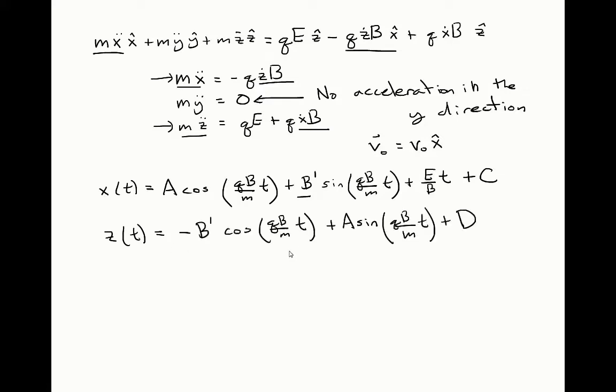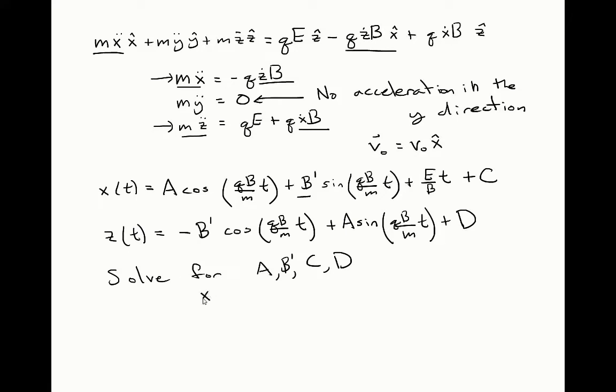So now we want to solve for our constants. There are 4 arbitrary constants in these solutions: a, b prime, c, and d. That makes sense because we have 2 second-order differential equations, and a second-order differential equation generates 2 arbitrary constants. So if we have 2 second-order differential equations, getting 4 arbitrary constants makes sense. That means we need 4 initial conditions. And here's what we know.